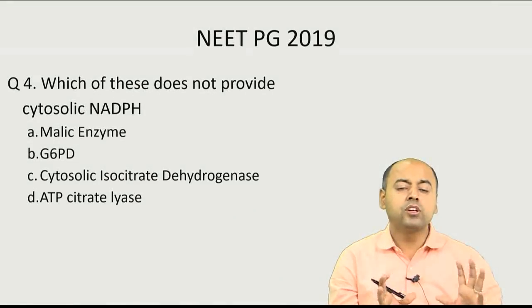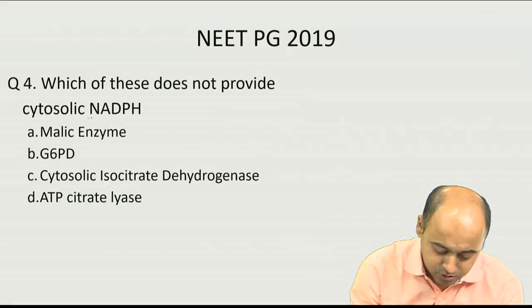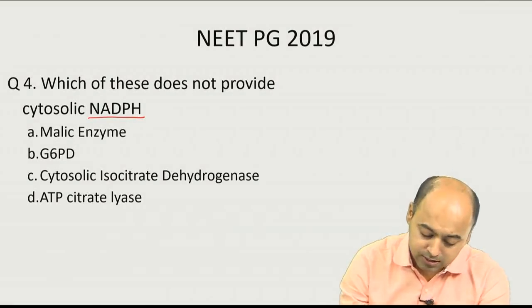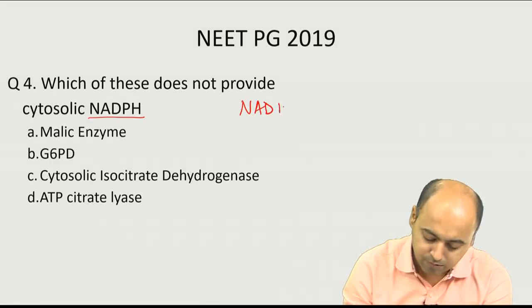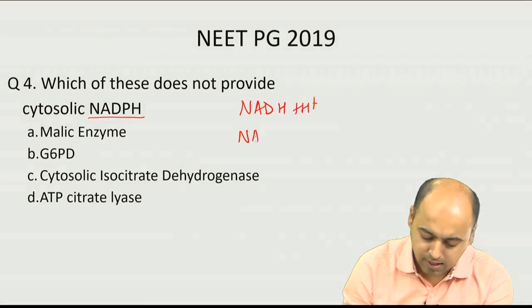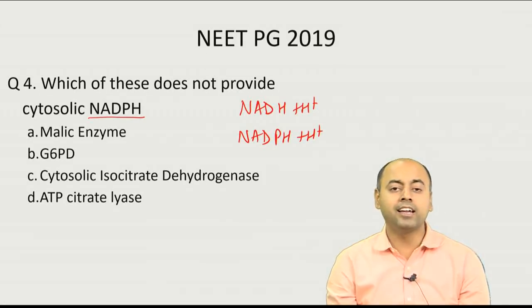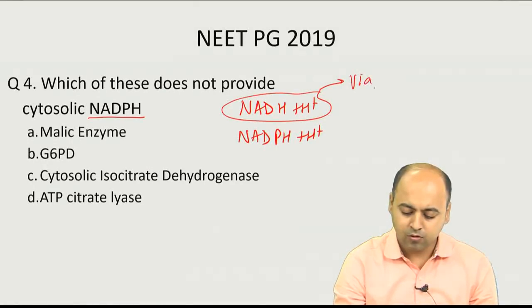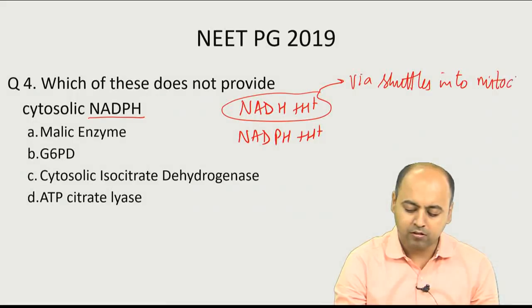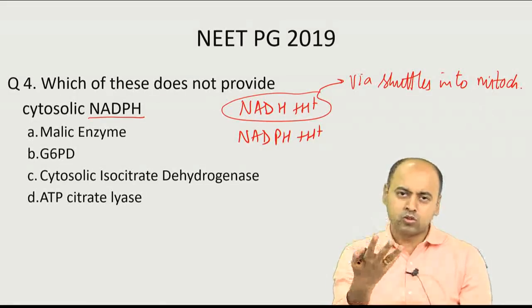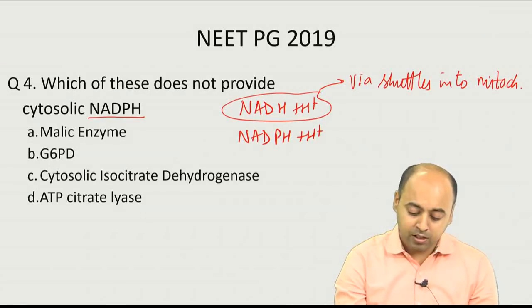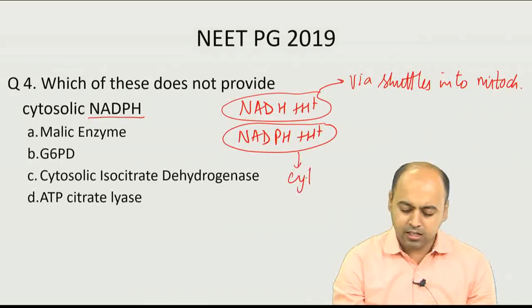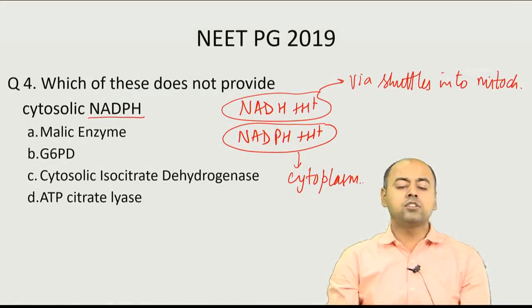Question number 4. Which of the following does not provide a cytosolic NADPH? Here you have to remember two things. In the cytoplasm, you can have both NADH and NADPH. The NADH will enter via shuttles into the mitochondria, then it goes to the electron transport chain where it is able to generate the ATP. But NADPH will stay in the cytoplasm only.